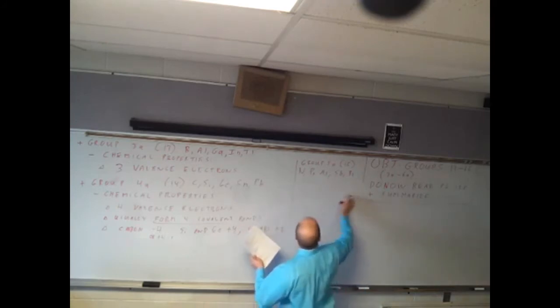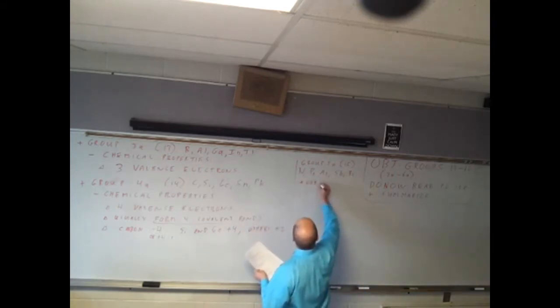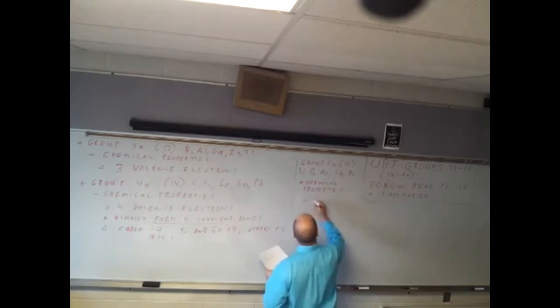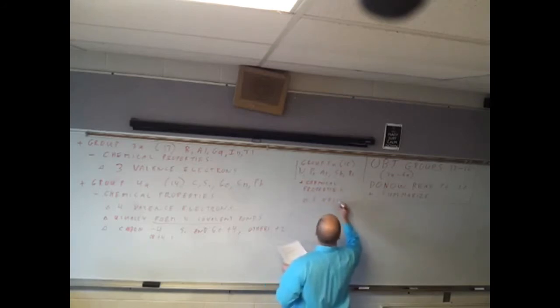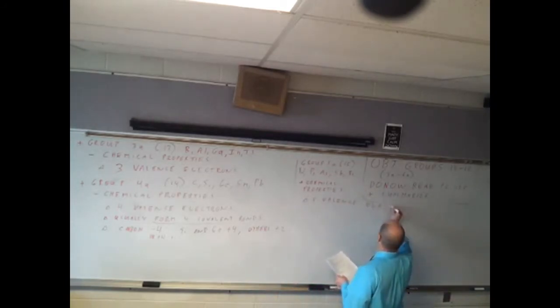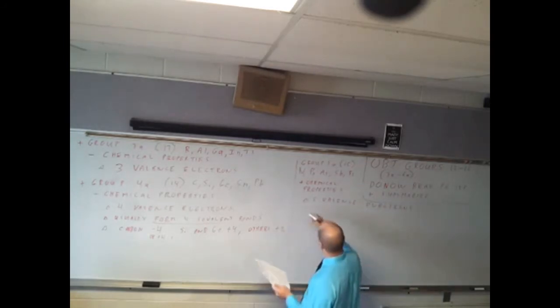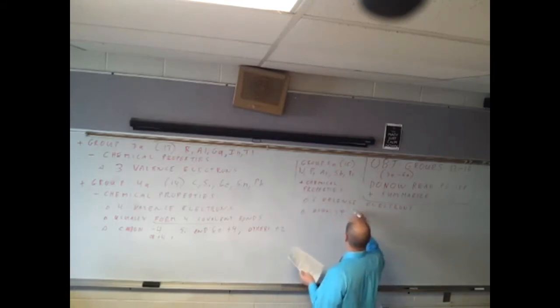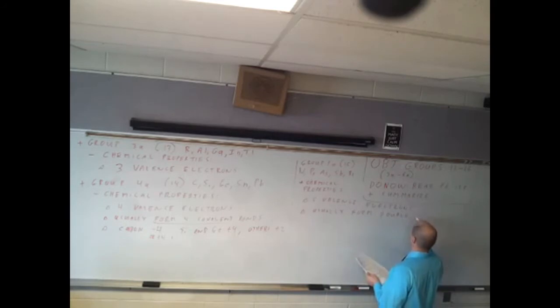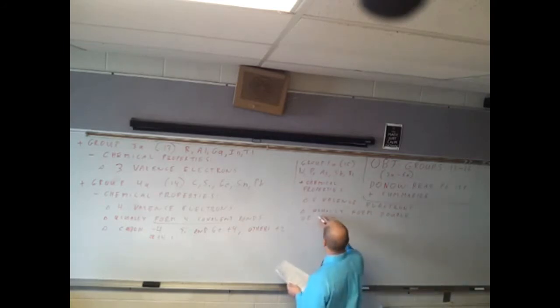All right, let's move on here. Chemical properties. Five valence electrons. Usually form double or triple bonds, or triple covalent bonds.